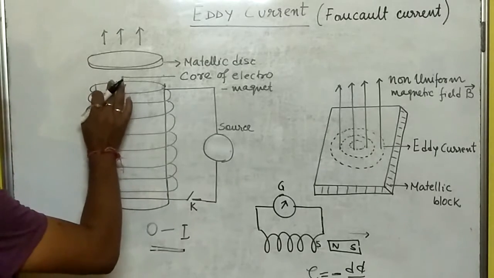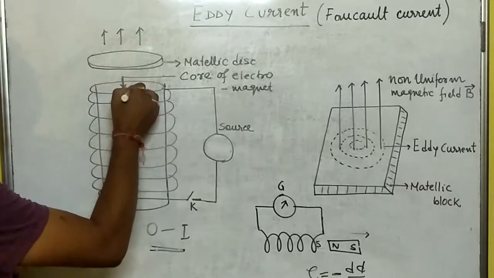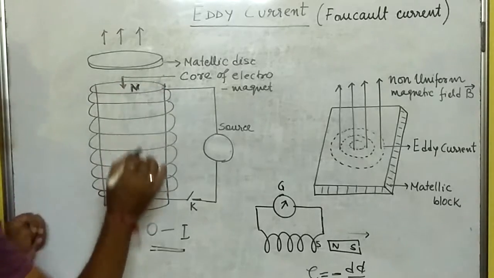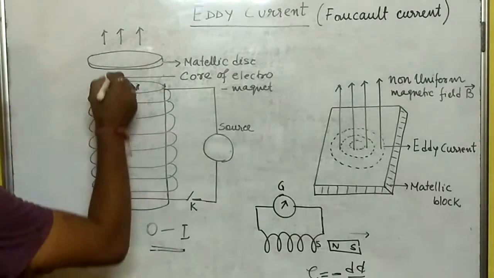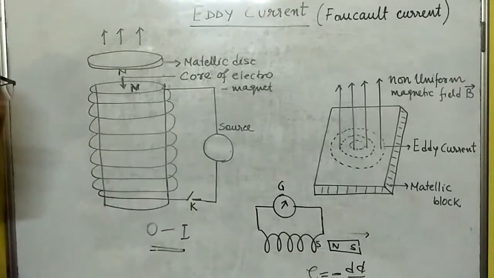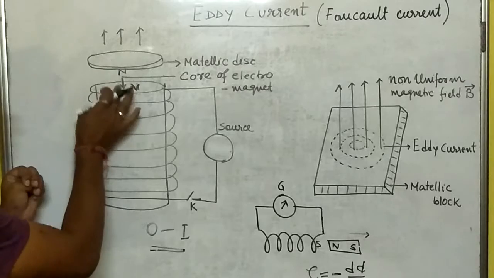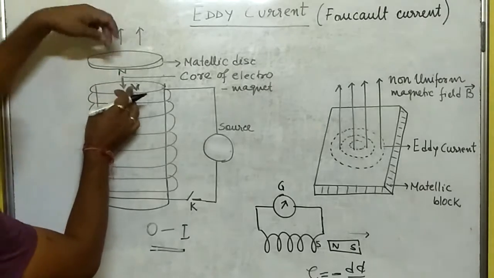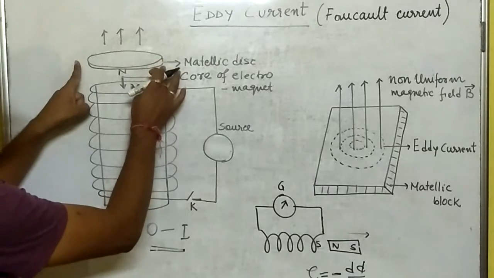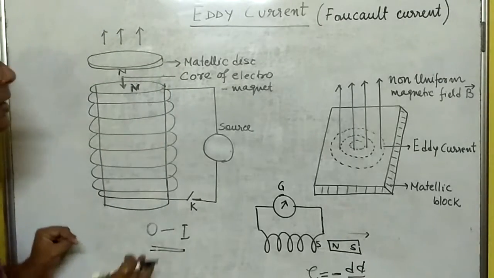When there is a change in magnetic flux, suppose a north pole is created here. According to Lenz's law, a north pole will be created on the base of this metallic disc. When a north pole is created on the base of this metallic disc, two north poles will repel each other, and this metallic disc will jump upwards.